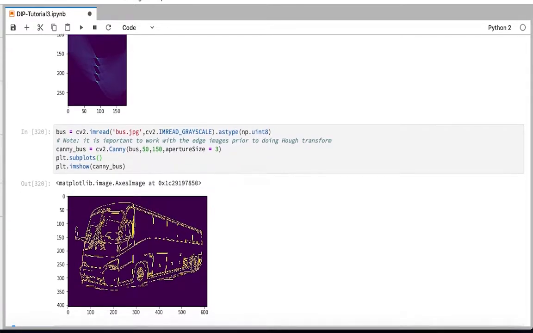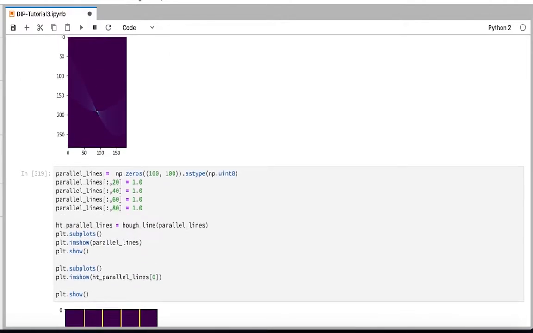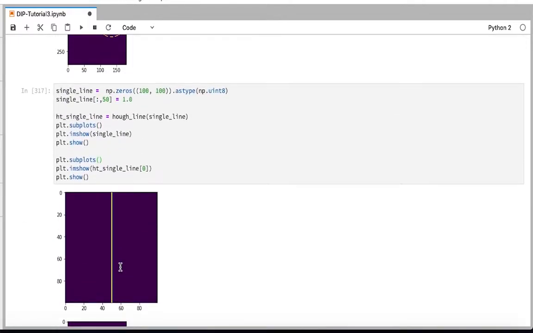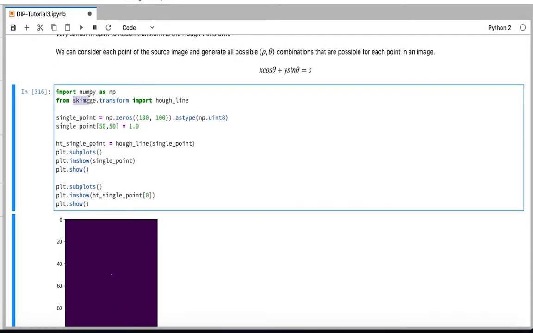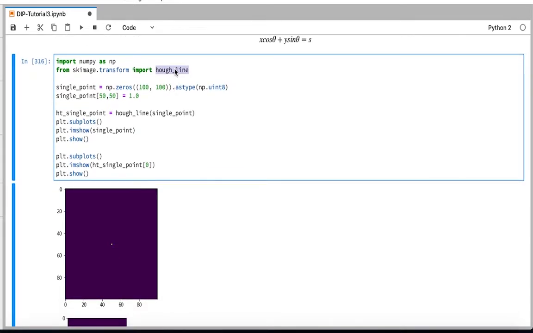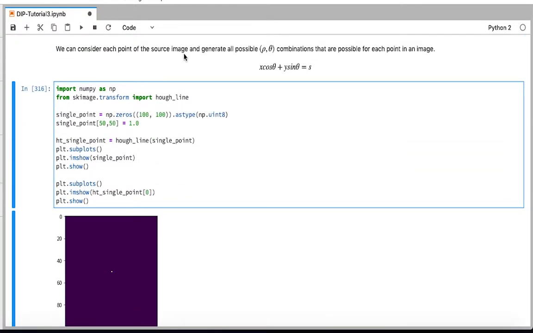So I took a bus image, and one more thing to remember is when you're applying this Hough transform on an image. I didn't implement this. I used a package, imported somewhere up. We also used the Radon transform from skimage. I imported this thing called hough_line. So this is for the parameterization of lines as theta and s, and I think there's another function called hough_circle or something, which can do the same thing for circles.